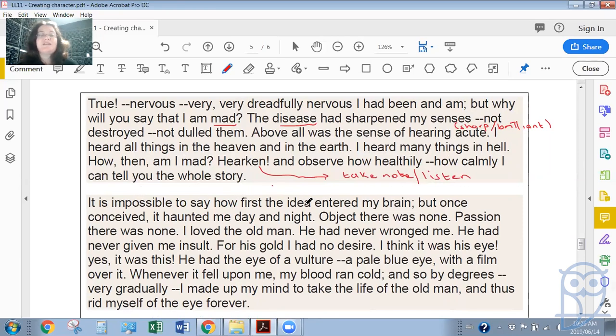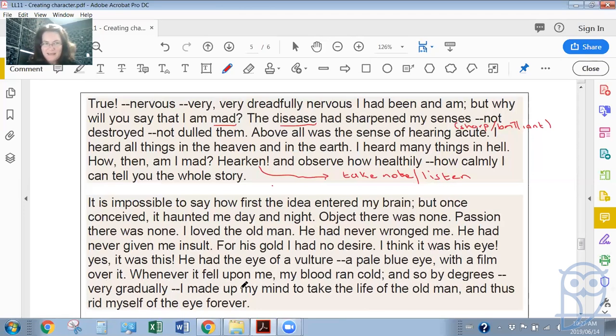It is impossible to say how first the idea entered my brain, but once conceived, it haunted me day and night. Object, goal, there was none. Passion, emotion, there was none. I loved the old man. He had never wronged me. He had never given me insult. For his gold, I had no desire. I think it was his eye. Yes, it was this. He had the eye of a vulture, a pale blue eye with a film over it. Whenever it fell upon me, my blood ran cold. And so by degrees, little by little, very gradually, I made up my mind to take the life of the old man and thus rid myself of the eye forever.